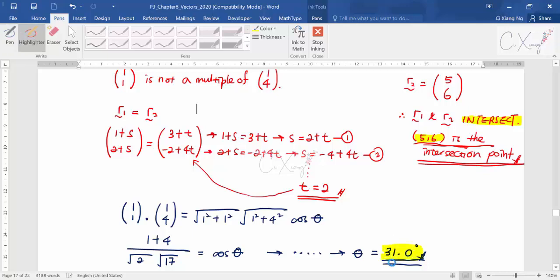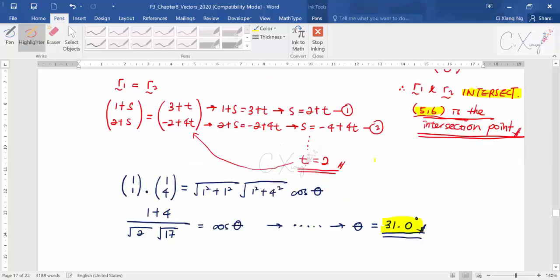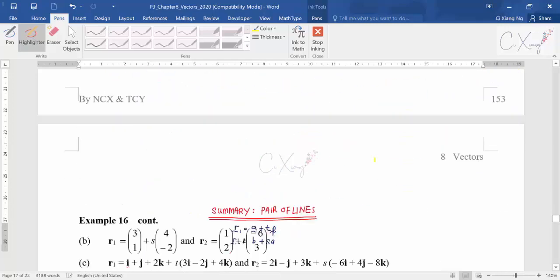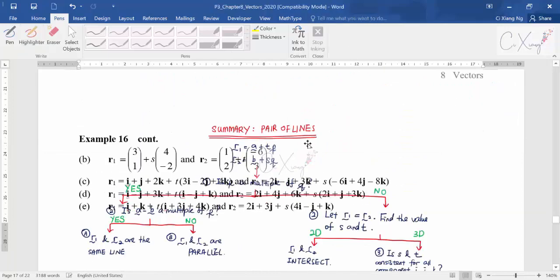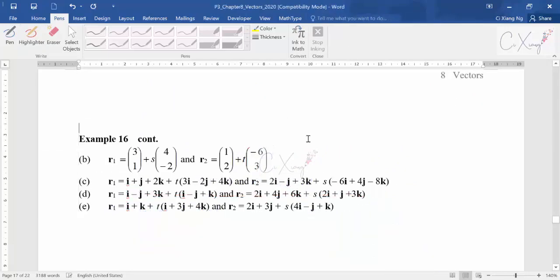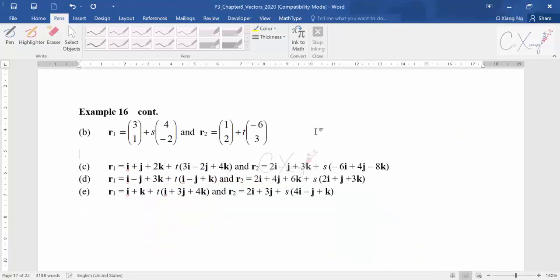So this is generally how we determine whether a pair of lines are parallel, intersecting, or skew. This is the first case, where we have an intersecting pair of lines; the pair of lines intersect with each other. If no problem, then I continue further to the second part, part B. Maybe I need to erase this for now. Let me have a look at part B.